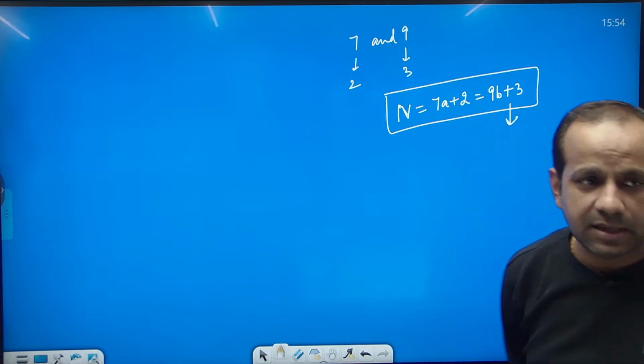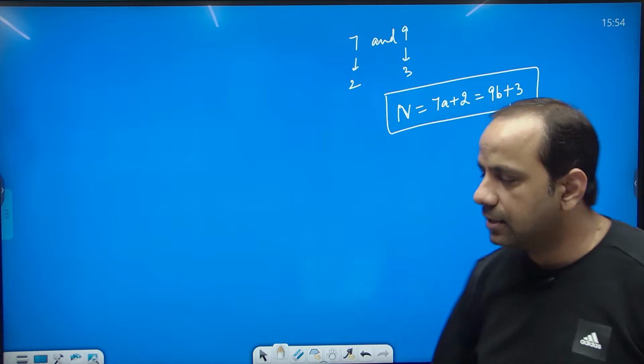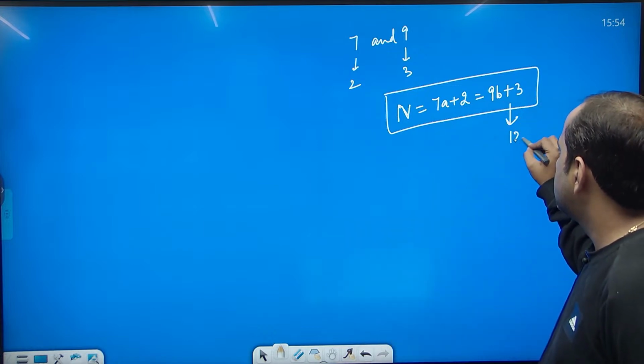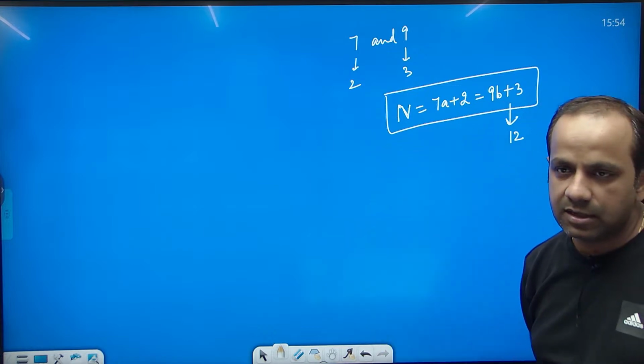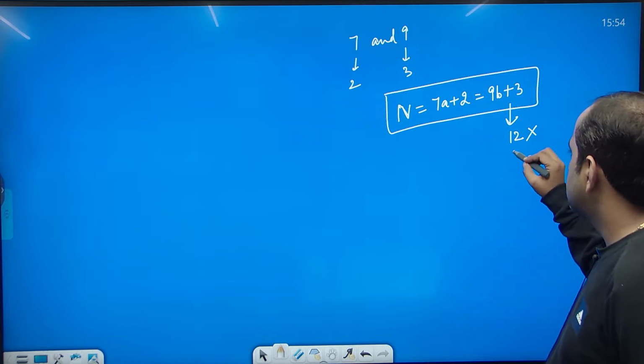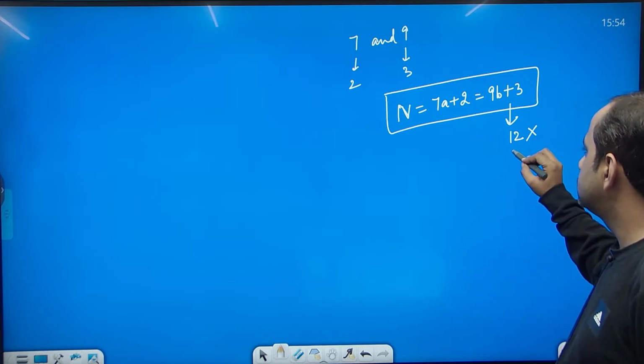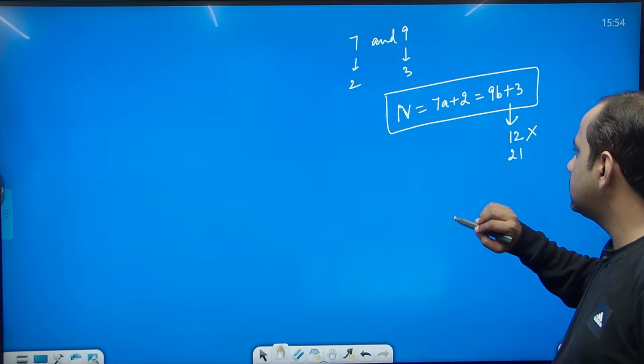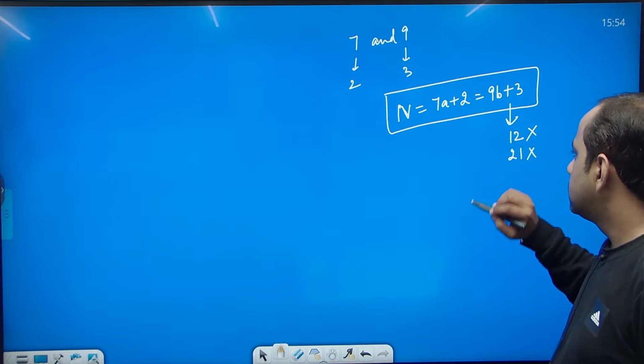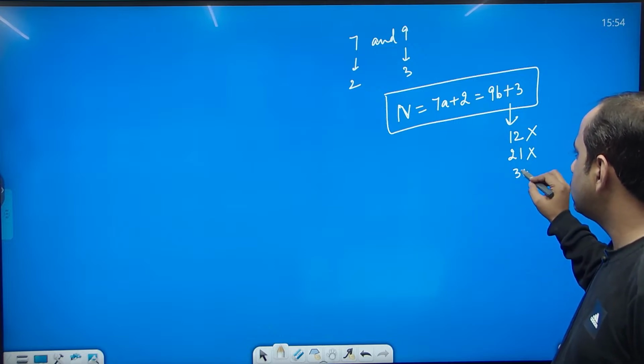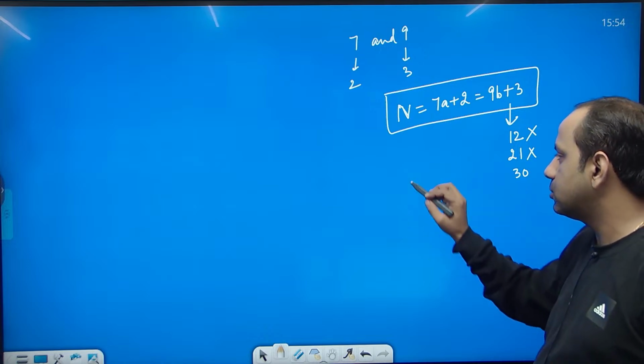If I put b as 1, we'll get 12. क्या 12 7 से डिवाइड होकर 2 रिमाइंडर दे रहा है? नहीं. If I put b as 2, 21 दे रहा है. 3 पुट करें, 30. 30 को 7 से डिवाइड किया जाए, 2 रिमाइंडर आ रहा है. So 30 is your answer.